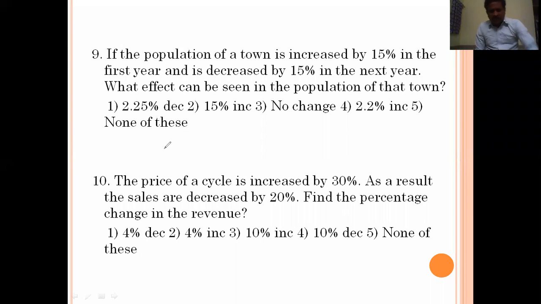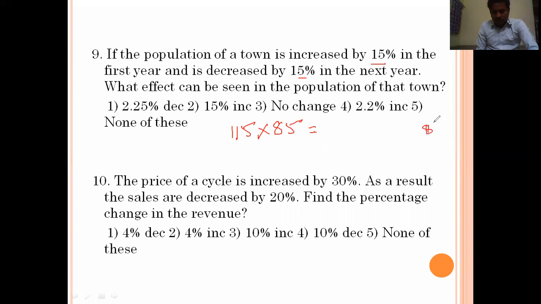If the population of a town is increased by 15% in the first year and is decreased by 15% in the next year, what effect can be seen in the population of the town? So the population of the town increased by 15% in the first year, and in the second year decreased. Now here first year increased, increased means add to 100, 115. Second year it is decreased, decreased means 85. A decrease means subtract. Now we multiply these two values.